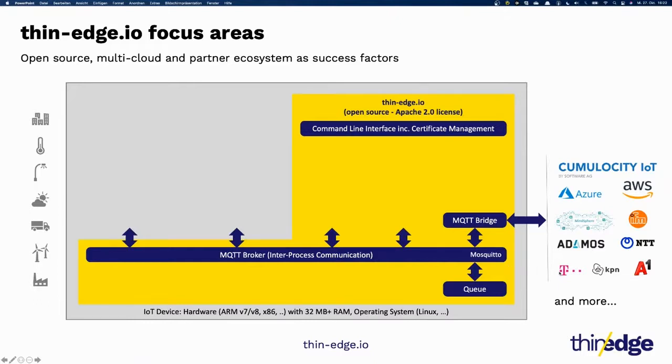As Andre already mentioned, we are not targeting to connect to only one cloud or two clouds, but we want to be fully open to clouds. Here we have some examples that we already have on our list, but of course, as an open source project, we are absolutely open to having a lot more clouds on this list in the future.